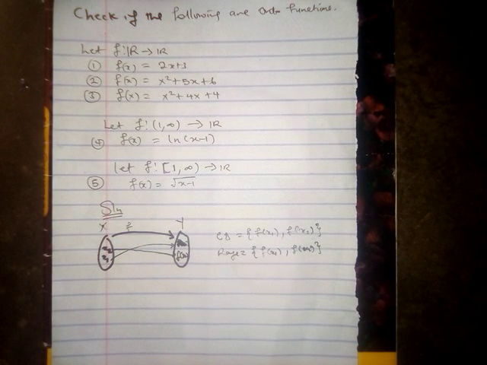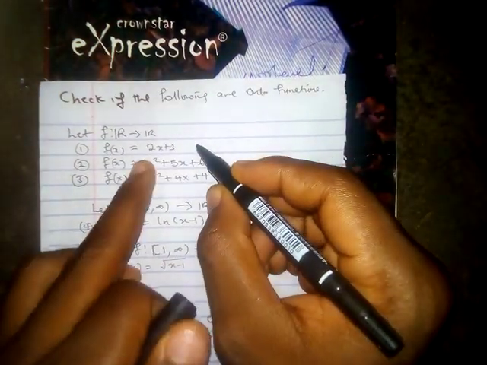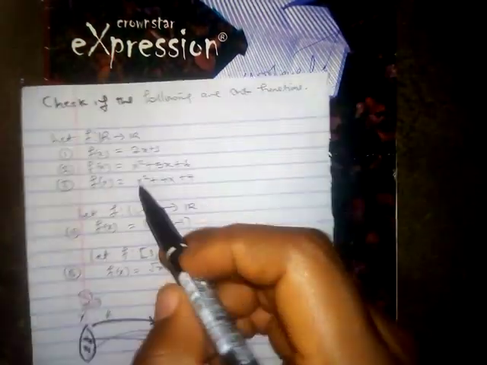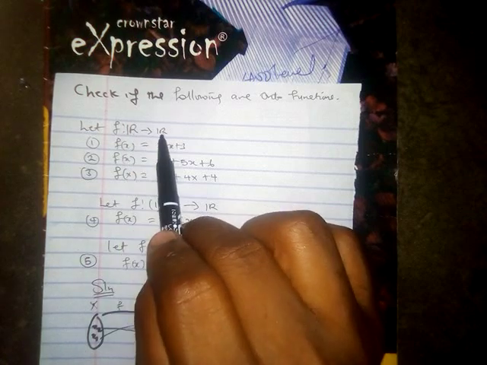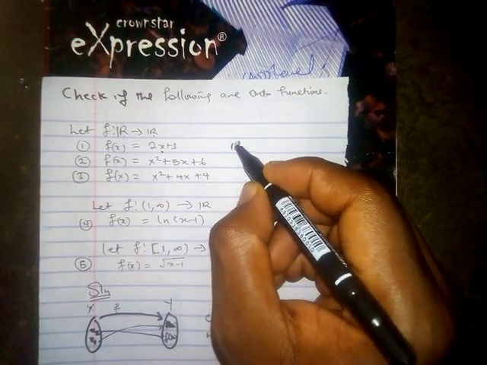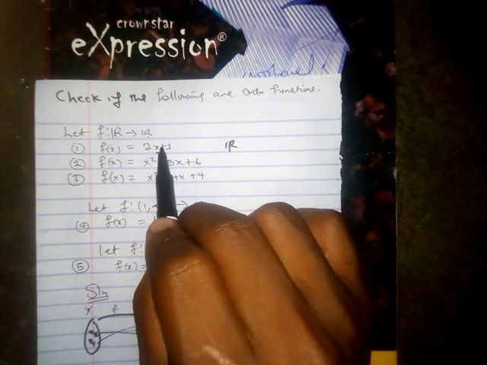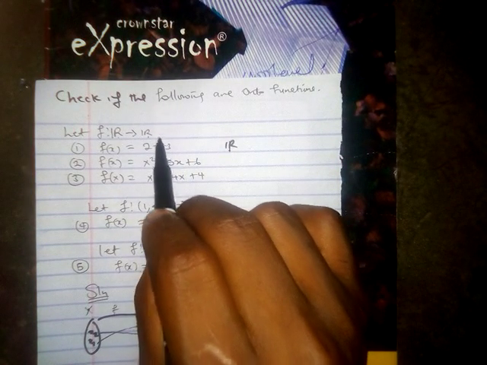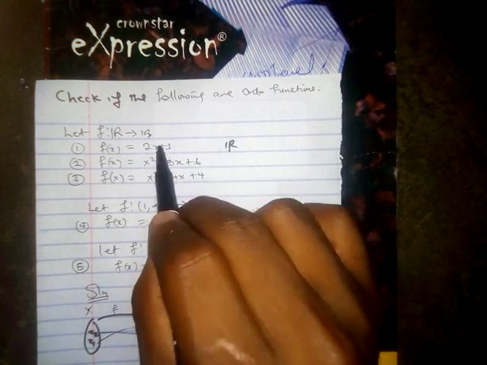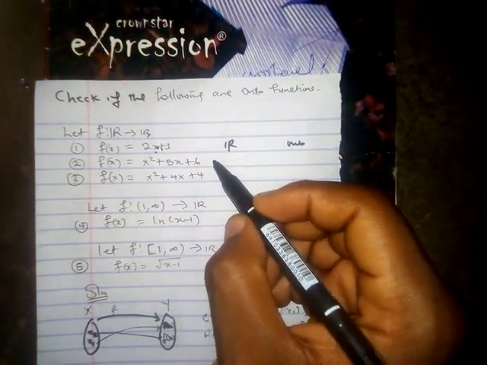Now we want to check if the following functions are onto. Now from our previous video, we know that the range for this function, because f is mapping R to R, so the range for this function from our previous video is all real numbers. So therefore, since the range of this function is equal to the codomain, therefore this function is what? An onto function.